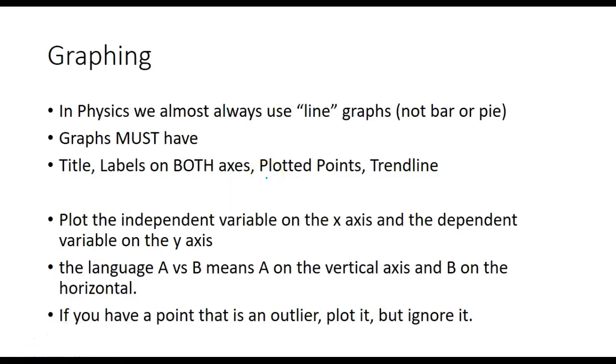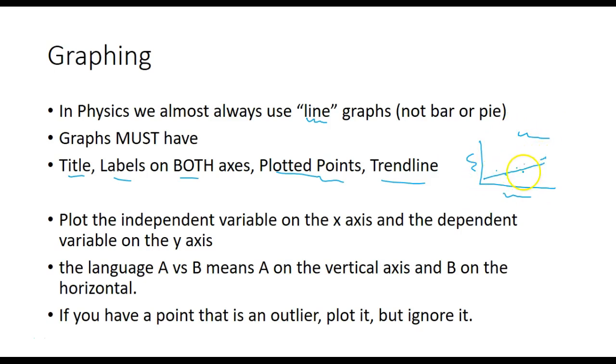When you graph, in physics, we use line graphs almost exclusively. We don't use bar graphs or pie graphs or scatter charts. We use line graphs. Every graph must have a title, labels on both axes, plotted points, and a trend line. So you'll have a graph, it'll have a label, and a title. It'll have plotted points, and it will have a trend line. You'll have questions on the test that ask what's missing, and so a graph will look like this, but it won't have a title, so the title's missing.